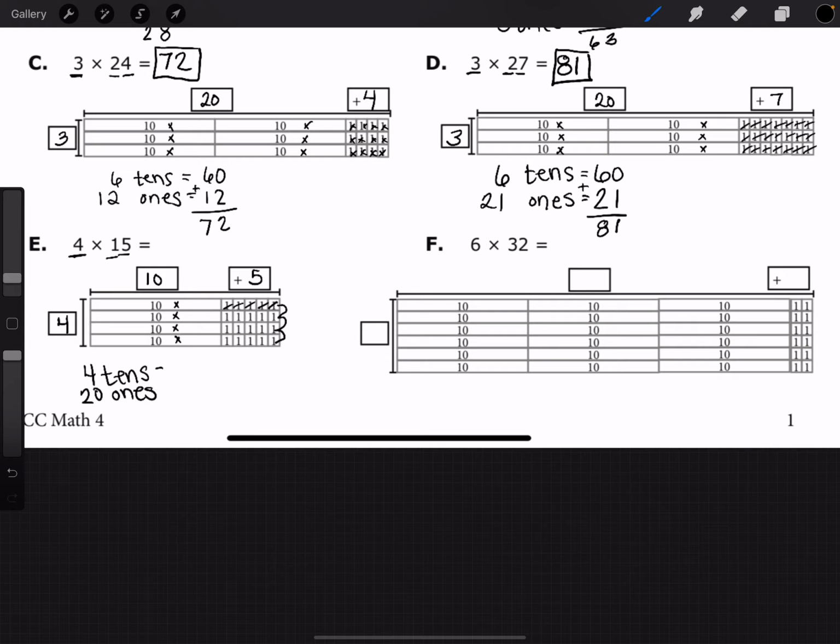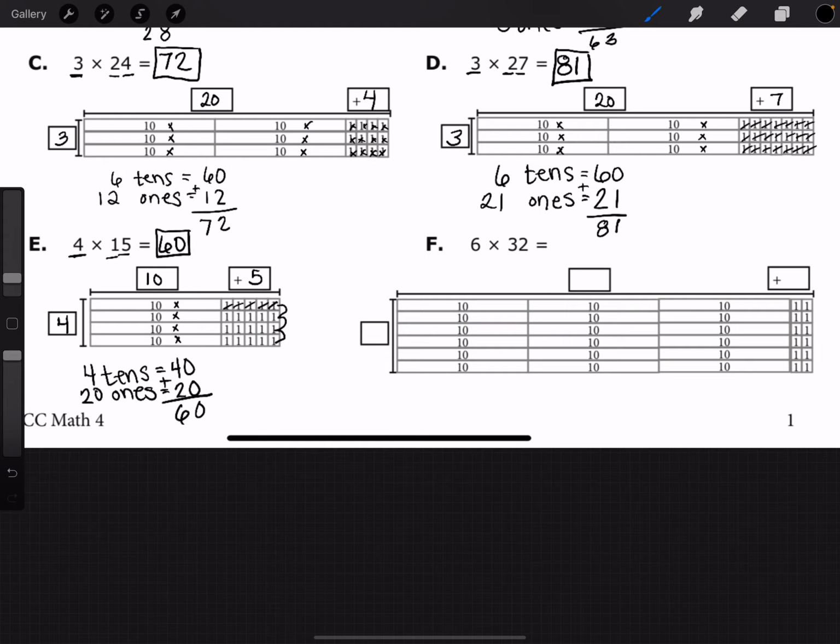So 4 tens equals 40. 20 of the ones is 20. And let's add that partial product together. 0 plus 0 is 0. 4 plus 2 is 6. So the product of 4 times 15 is 60.